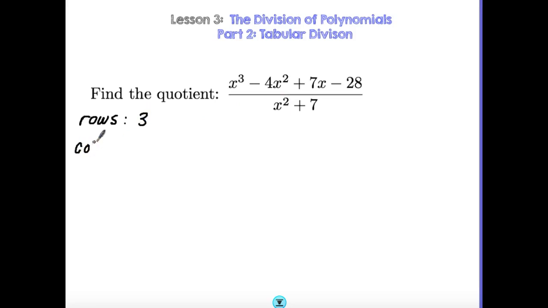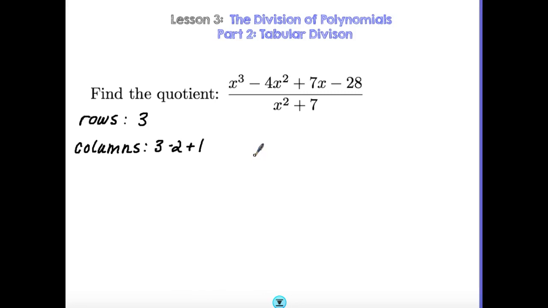And the number of columns here is going to equal the power on the top, 3, the highest power, minus the bottom power, and then you're going to add 1. So 3 minus 2 is 1, and then plus 1 is 2. Okay, so we're going to have 2 columns. So this is 3 rows by 2 columns.